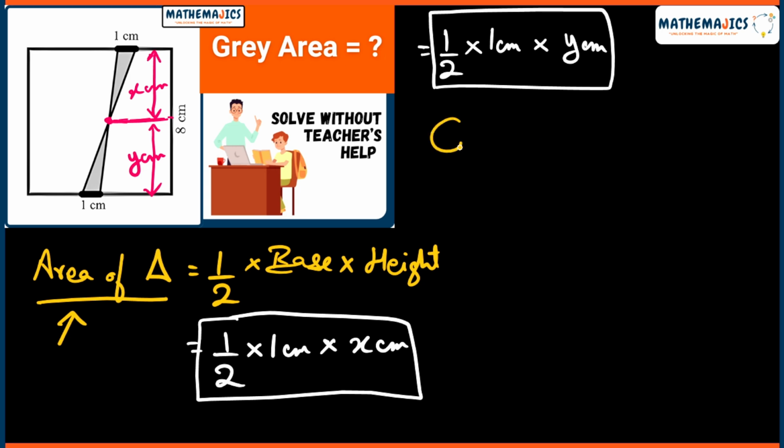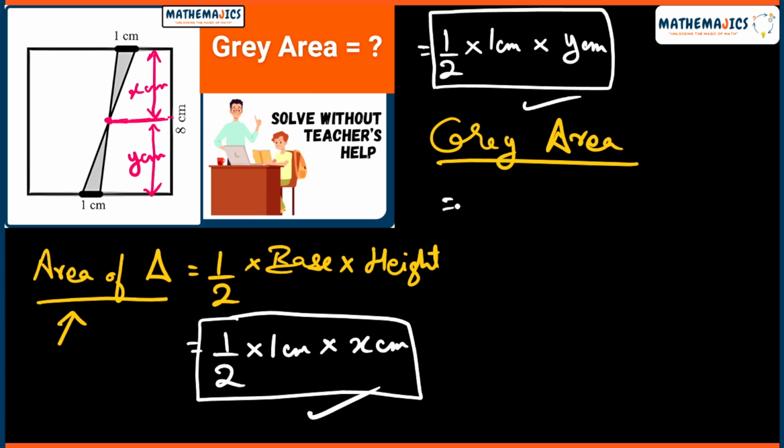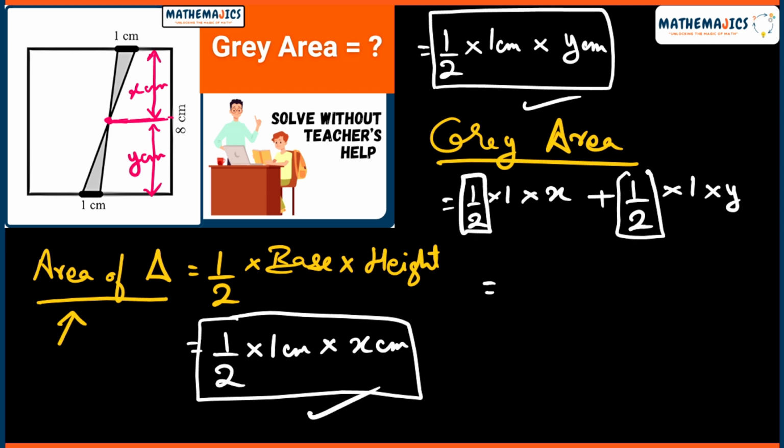So what will be the gray area? Gray area will be sum total of both of them. It will be total of these two areas. That means half times 1 times x plus half times 1 times y. Correct? Now we can take half common from both of them. We can also take 1 common from both of them. Yes or no? We will be left with half times 1 times x plus y.